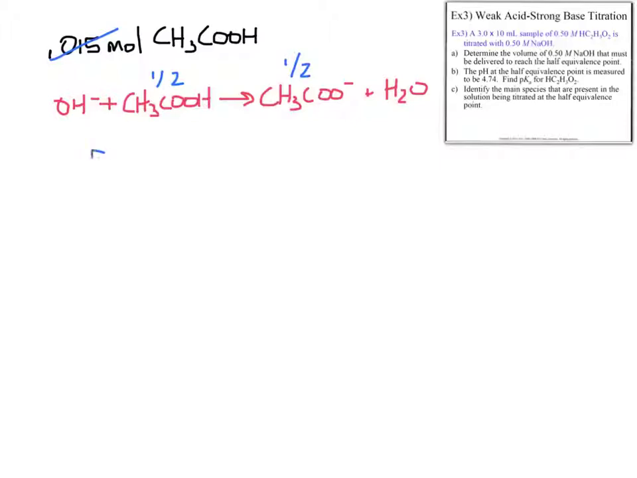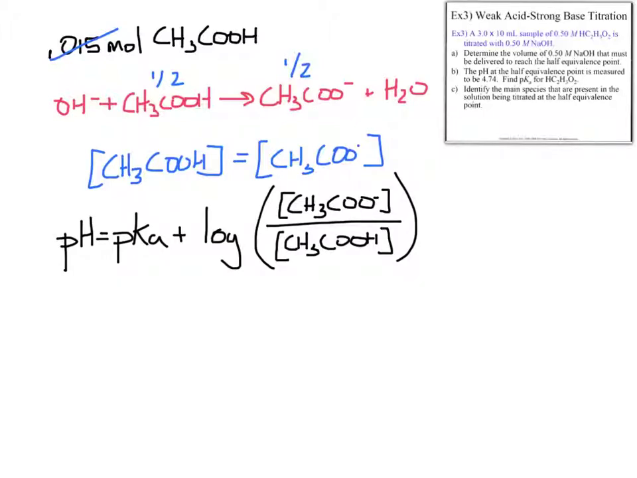So that means that the concentration of CH3COOH is equal to the concentration of CH3COO minus. So those two concentrations at this point are equal. And that's when we're halfway to the equivalence point.